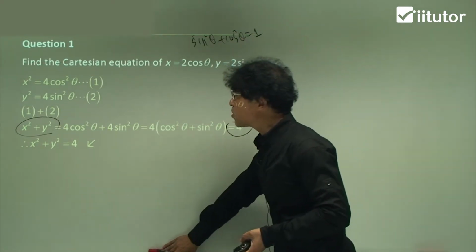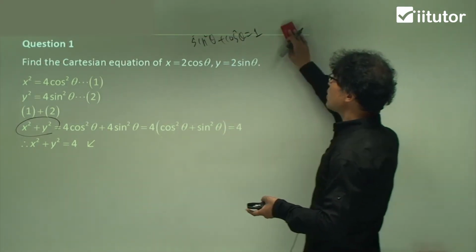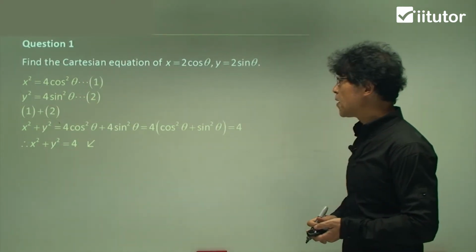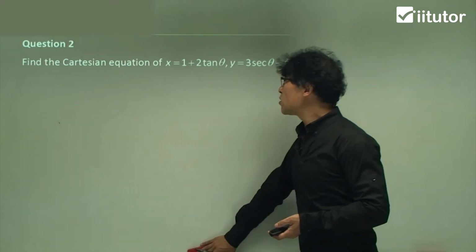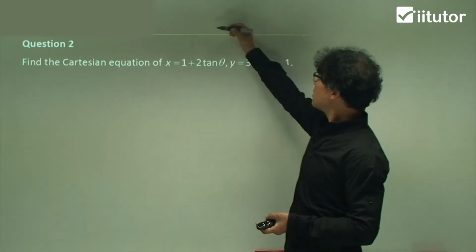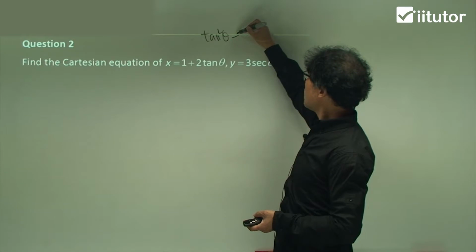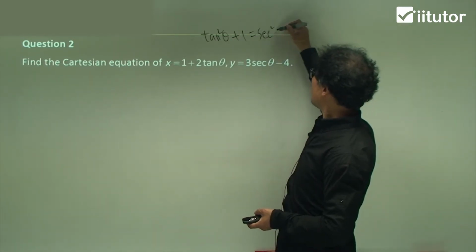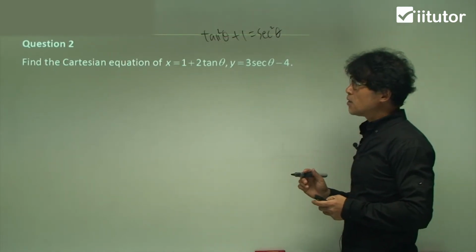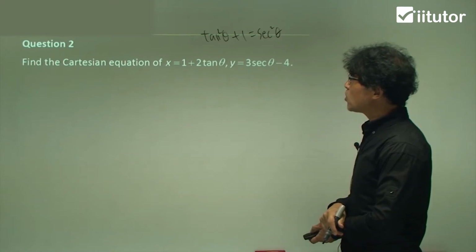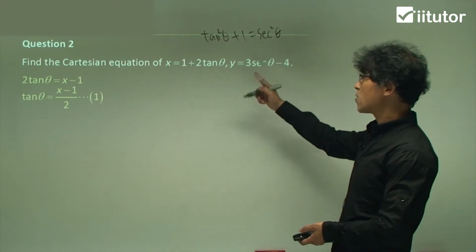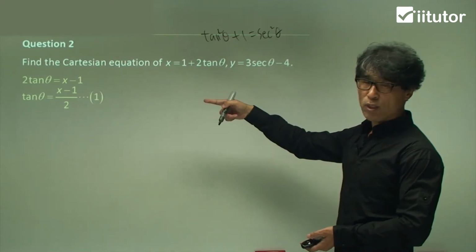So that's the first example of the trigonometric equation in finding the Cartesian equation. Okay. Next one. Find the Cartesian equation of x equals and so on. For this one, the good candidate for the question is tan squared theta plus 1 equals sec squared theta. Please bear in mind that's one of the good candidates for this question. Now we can make tan theta the subject. So we call tan theta equation number 1.